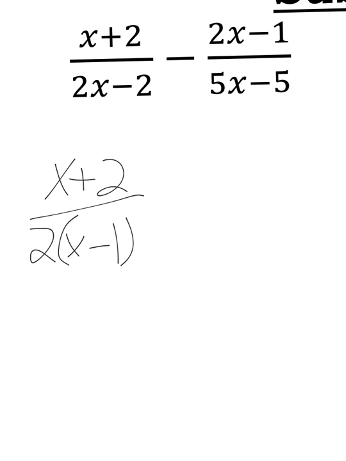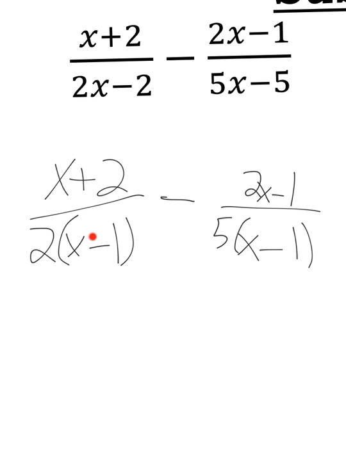And then I have minus, and then I have 2x minus 1 over 5x minus 5. Well, what do those have in common? They have a 5 in common. So divide both those terms by 5. So 5x divided by 5 leaves behind an x, minus, well, what's 5 divided by 5? 1. So you see, they both have an x minus 1 in common. So this one has a 2, and this one has a 5.